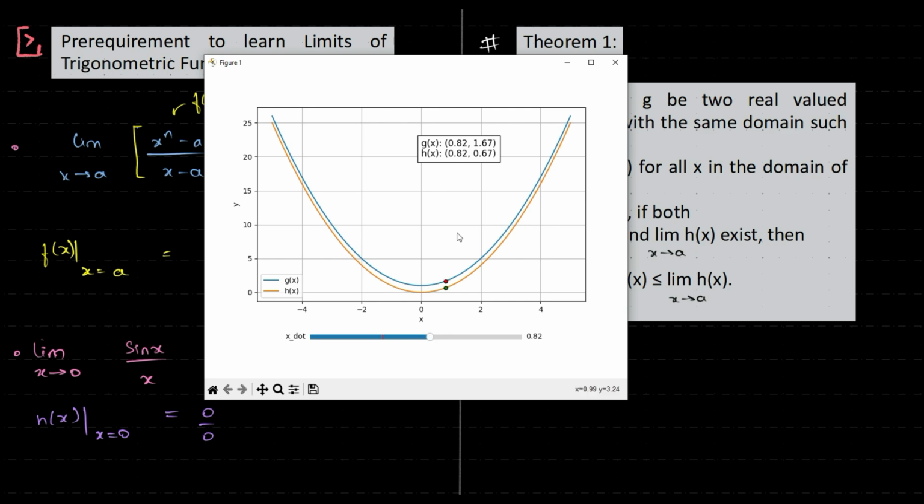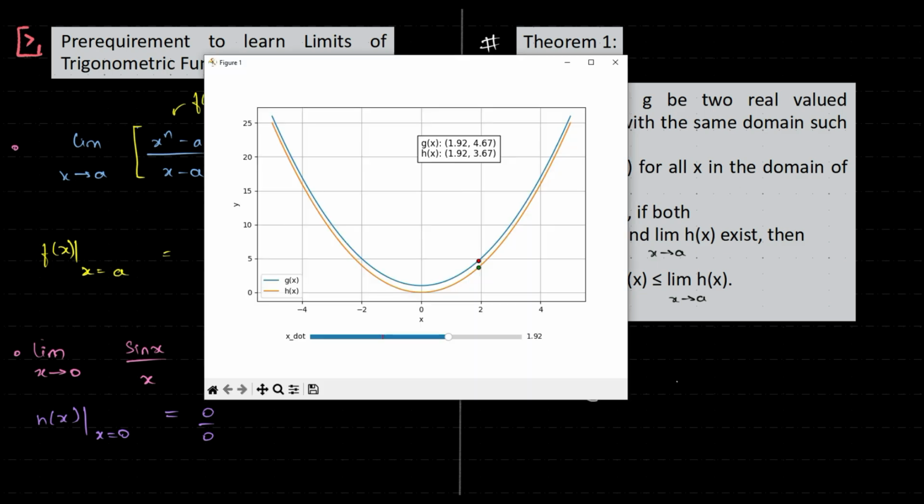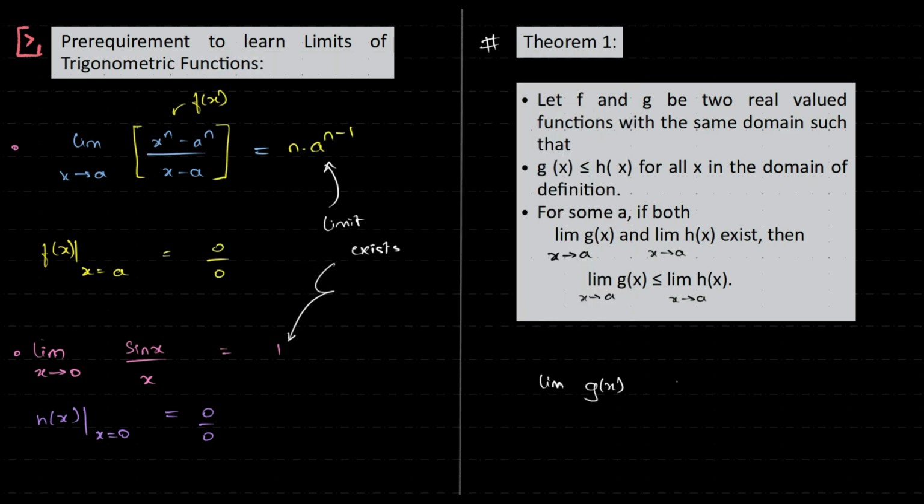So let's see what the values are. You can see the values. The x coordinates are the same. We can see that the y coordinate of g of x is obviously more than that of h of x. So limit of g of x, just a second, I think I flipped. Here g of x is greater than h of x, guys. So let me change this, just a second.